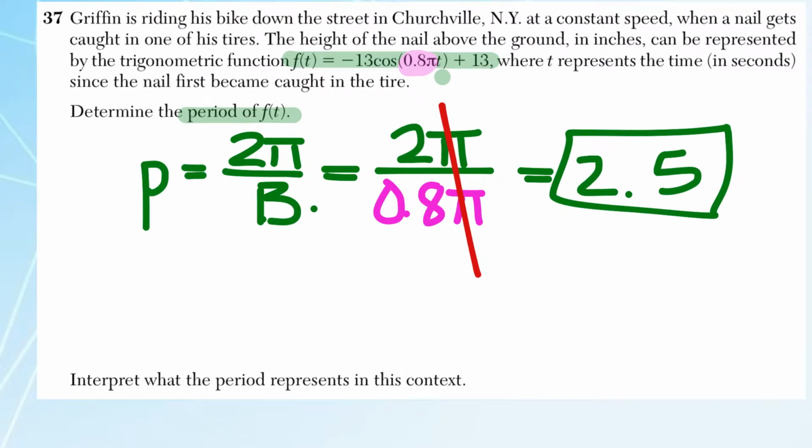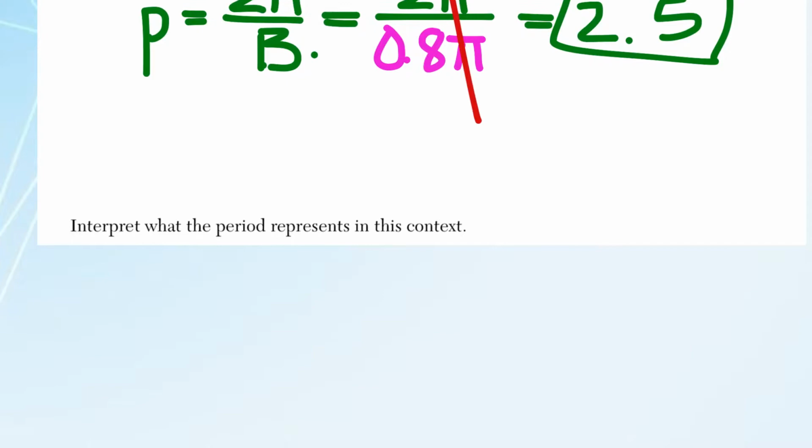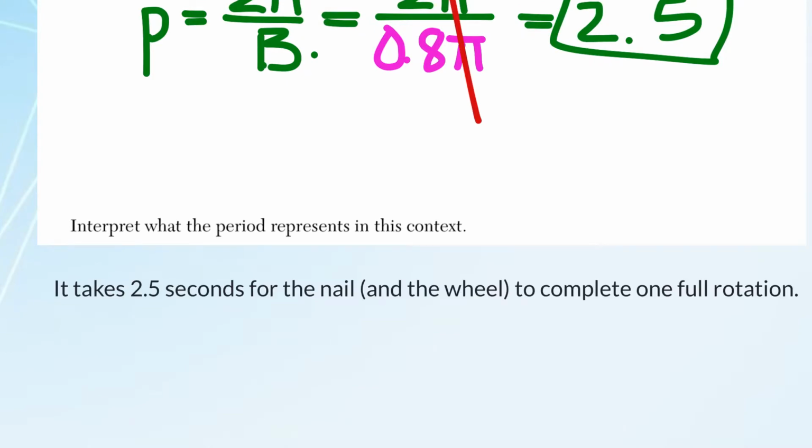Now for the next part of the question, it's asking us to interpret what the period represents in this context. Well, this question is talking about a scenario where someone is riding their bike and a nail gets caught in the tire. So when time is at 0, you can imagine that the nail is at the bottom of the tire. That's where it's contacting the tire. And then the period would represent how much time it takes for that nail to go back to where it started. So one full rotation. So in a quick sentence there, I just explained that it takes 2.5 seconds for the nail and the wheel to complete one full rotation.